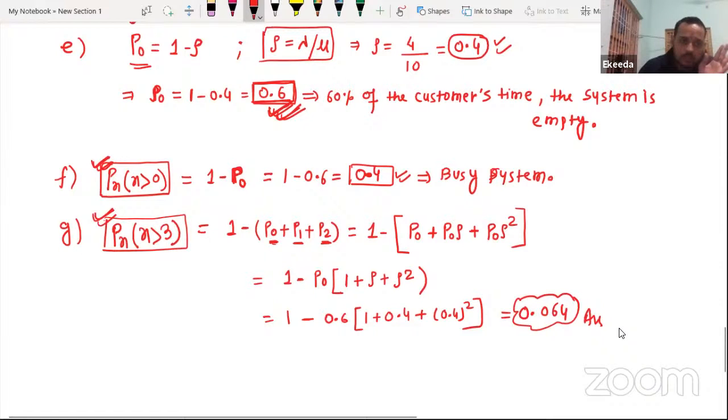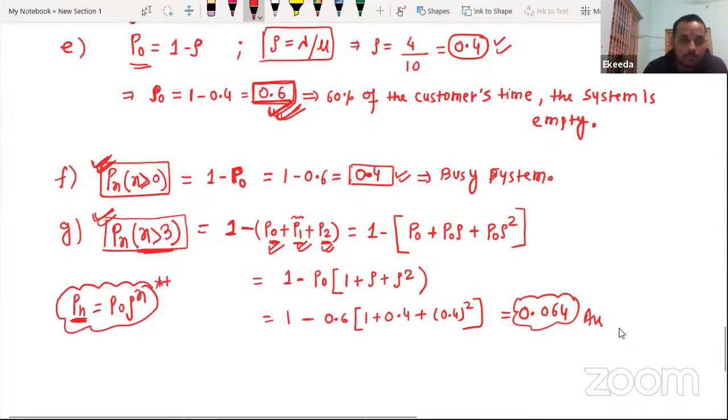So just try to remember these types of formulas when there is at least one customer, or when there are more than three calls. More than three means just remove 0, 1 and 2 and subtract from the total probability. You know how to calculate P1. Any Pn means P naught into rho to the power n, the probability of exactly n customers in the system.